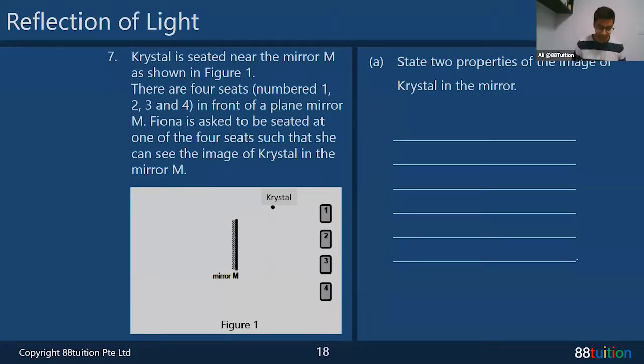So try it. This is interesting because Crystal is seated near the mirror M, as shown in the figure. This is a person sitting and there's a mirror. There are 4 seats, 1, 2, 3, 4, behind her. Miss Fiona and Fiona, mirror M and Fiona. So there are 2 persons. This is Crystal. Let me circle the 2 persons' names so that you know where I'm reading. Fiona comes into the room and she's asked to sit at one of the 4 seats, 1, 2, 3, 4.